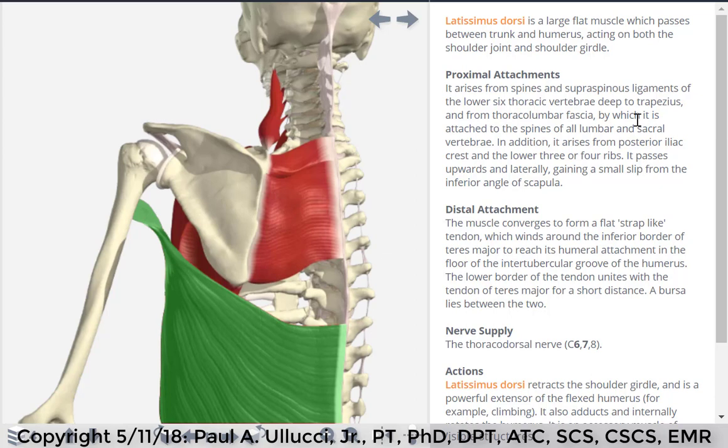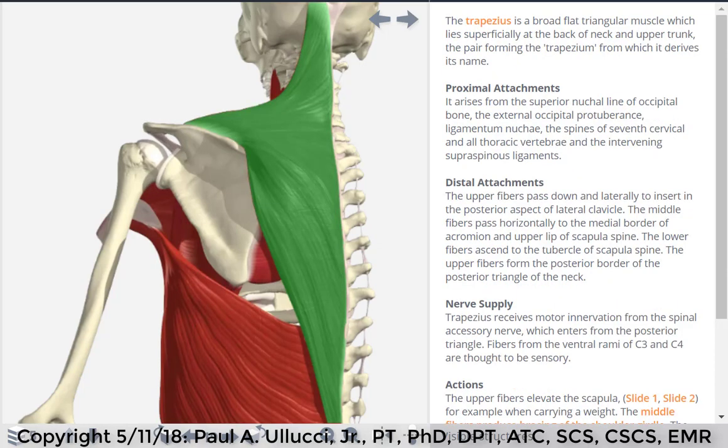A lot of verbiage here. What do you need to know? The spines and supraspinous ligaments of the lower 6 thoracic vertebrae and all of the lumbar and sacral vertebrae. It also attaches to the posterior iliac crest and the lower 3 or 4 ribs. It also attaches by a small slip to the inferior angle of the scapula. So on our cadavers, you're going to note there's a little slip here. This looks like it's not there, but in cases there's actually a slip here. So far, we're 5 out of 5, they all have it. We're now looking at the upper trap, and of course you're going to need to know about that.